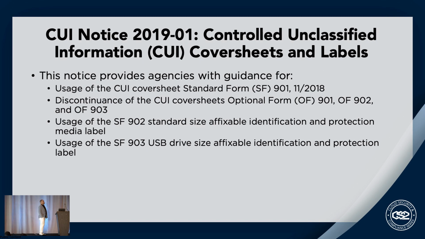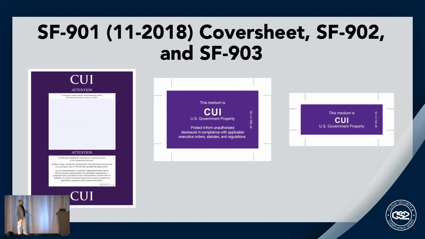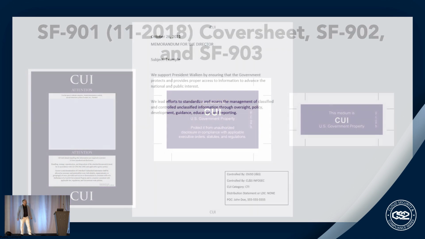All right, so in the CMMC assessment guide, one of the things that they brought up was that NARA published guidelines for marking various types of CUI, right? And so essentially what NARA did, they issued the CUI notice 2019-01, and they basically stated that if you're using any of these optional form documents, they have been discontinued and consolidated into this document on your far left, which is that standard form 901 cover sheet. The label in the middle, the standard form 902, is going to be for things like your external hard drives. And then the label all the way on the right, standard form 903, is going to be for things like your flash drives and thumb drives.